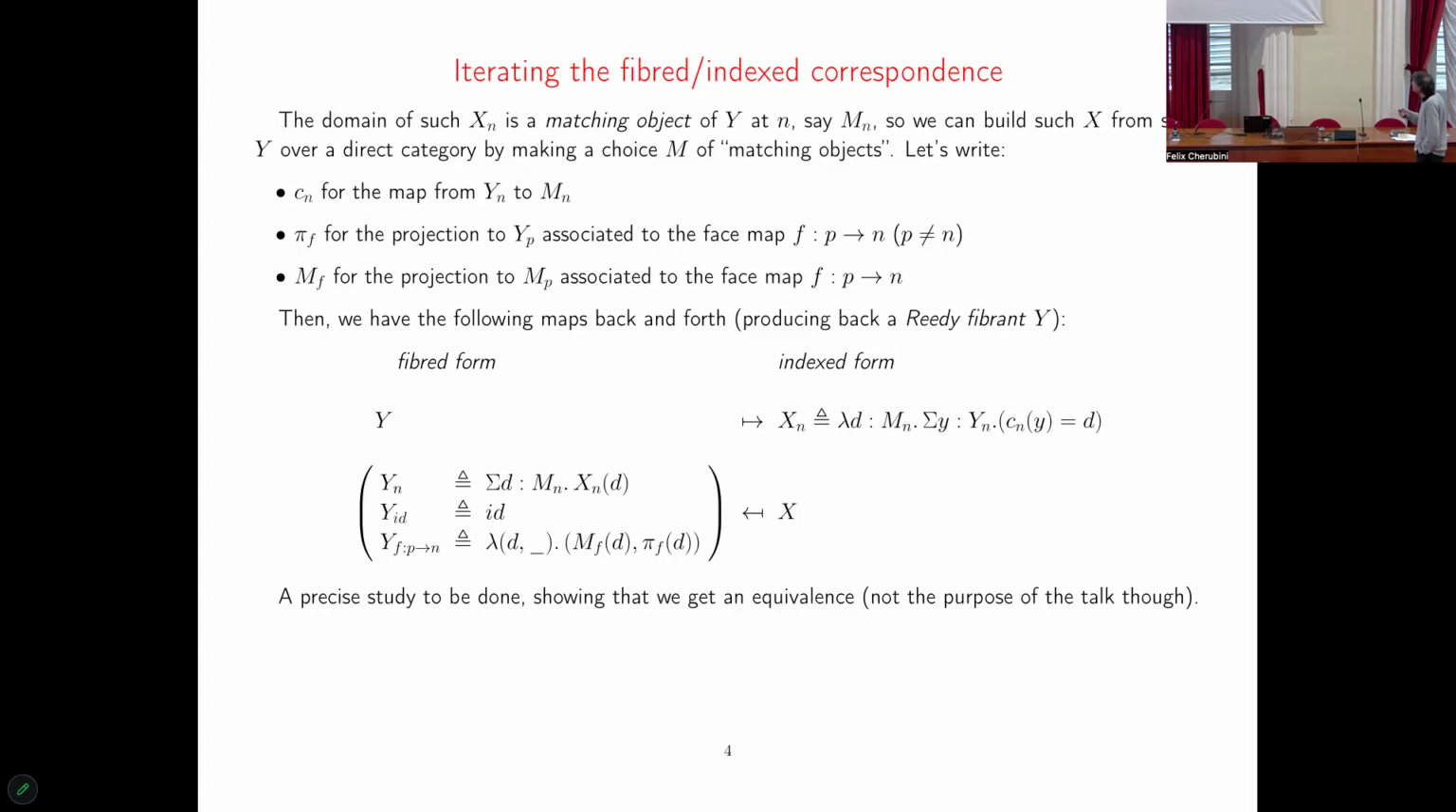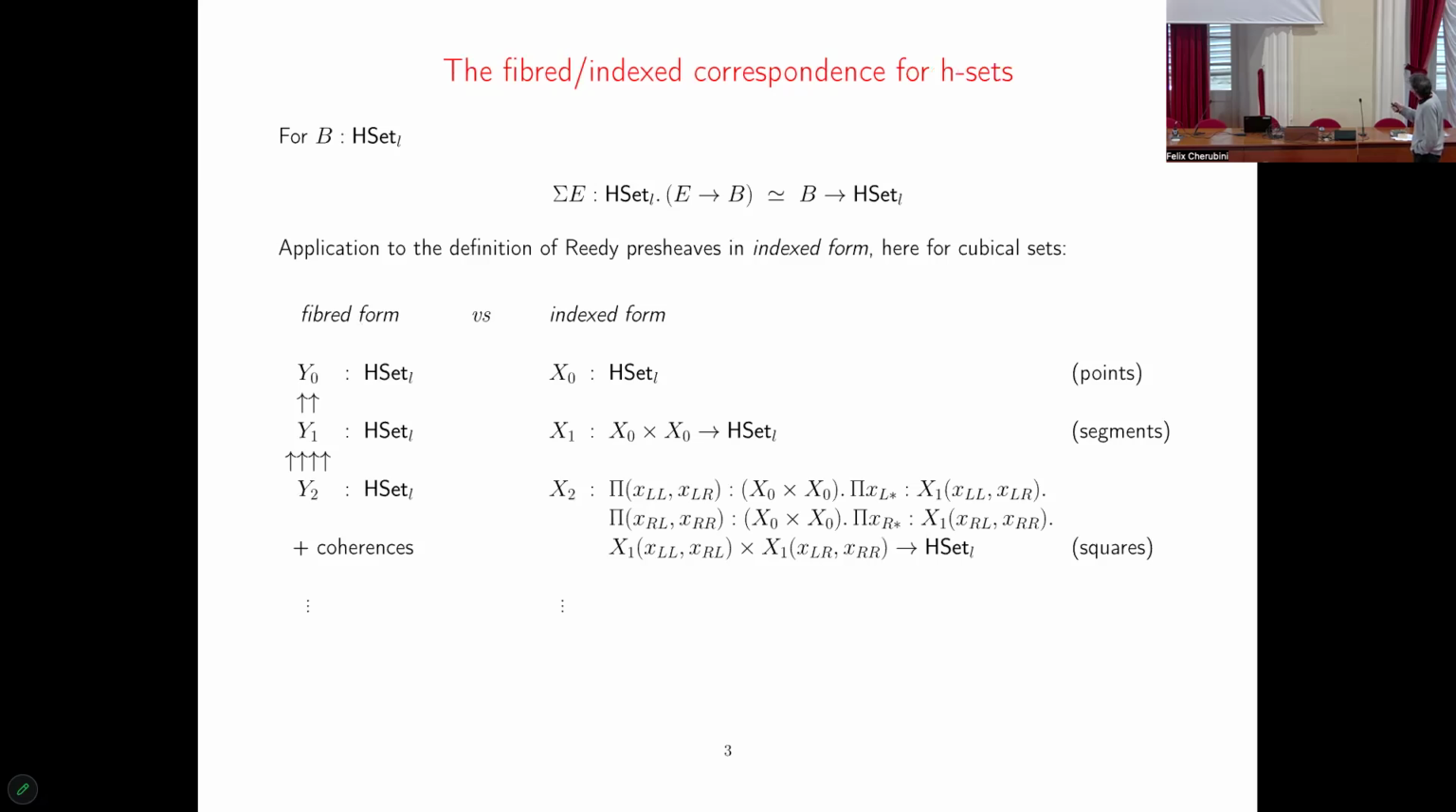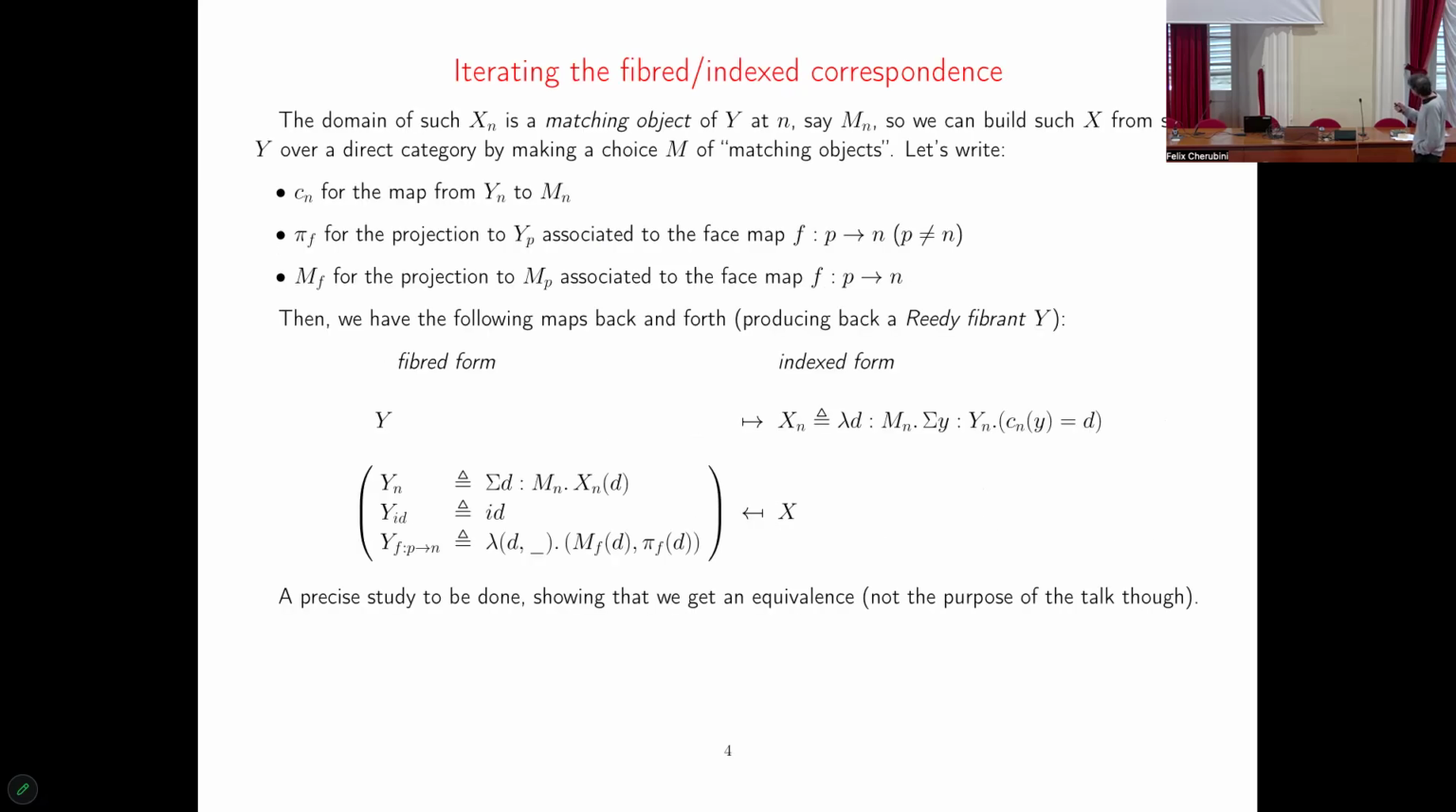So intuitively, we can go from the fibered form to the index form just by iterating the fibered index correspondence. When we do the work back and forth, we don't arrive at the same presheaves. Of course, here we arrived, for instance, at a Reedy fibrant presheaf, but we can think there is an equivalence. And one day it should be interesting, I believe, to prove it formally, but that's not the purpose of the talk.